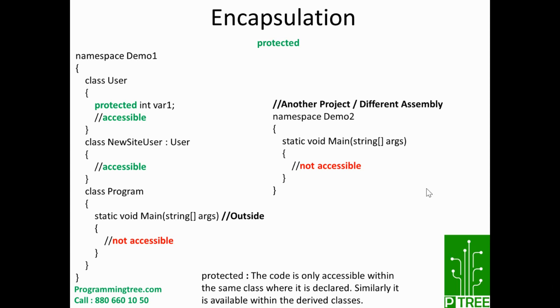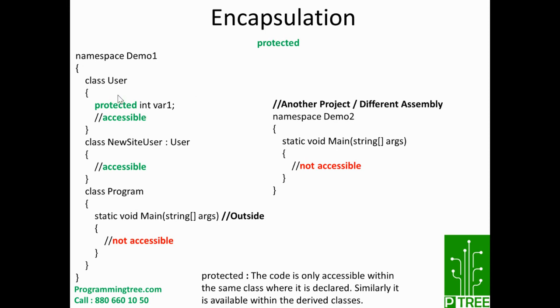So let's start with the protected access specifier available with object-oriented programming. As per the definition of the protected access specifier, the code is only accessible within the same class where it is declared, and it is available within the derived classes.